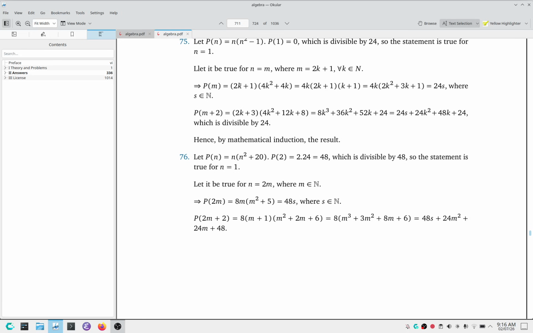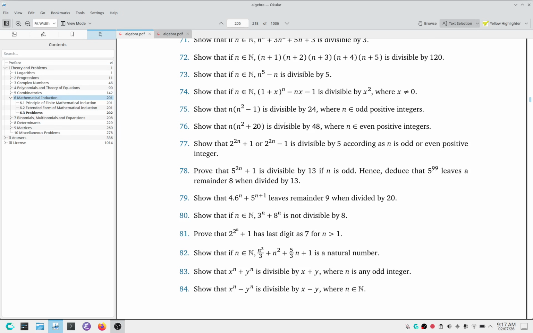So P(m) becomes (2k plus 1) times (4k square plus 4k), and we evaluate it to be 4k times (2k square plus 3k plus 1), which is equal to 24s, where s is in the set of natural numbers. Then we put m is equal to m plus 2, we get (2k plus 3) times (4k square plus 12k plus 8), which we evaluate to be 24s plus 24k square plus 48k plus 24, which is divisible by 24, and hence by induction we have the result.